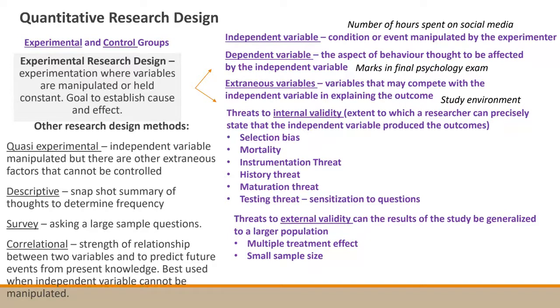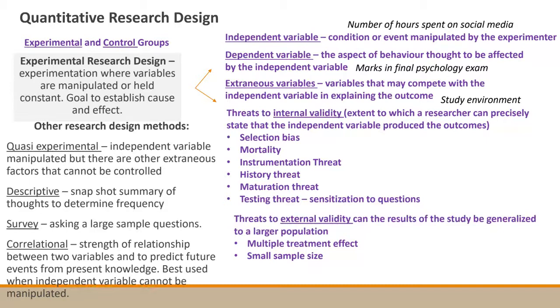So experimental research design, and you read quite a bit about it, is where your variables, your independent and your dependent variables, can be manipulated or held constant. And the goal of experimental research design is to establish cause and effect. We have two types of variables, and we'll keep on talking about these. It might seem a little hard now, but you will come to understand it in a few later slides where we have a few examples.